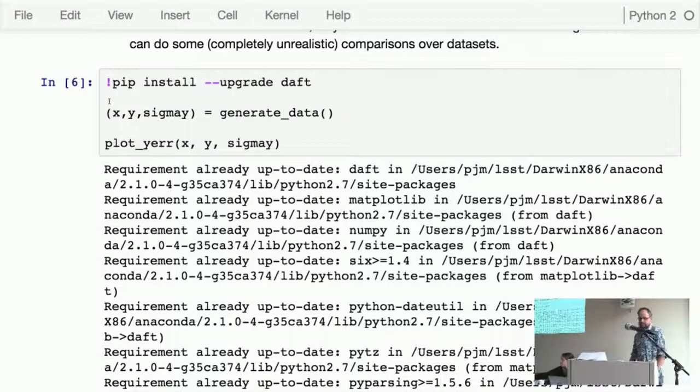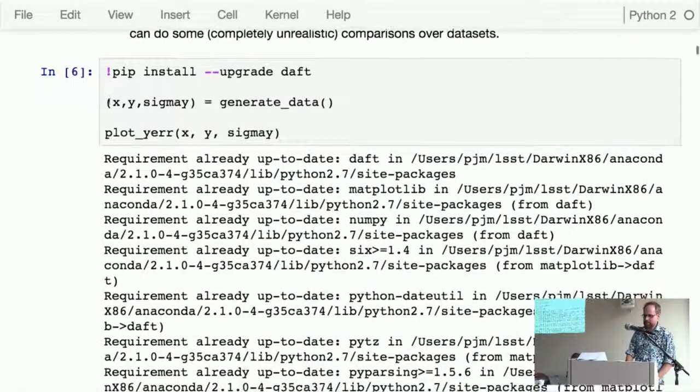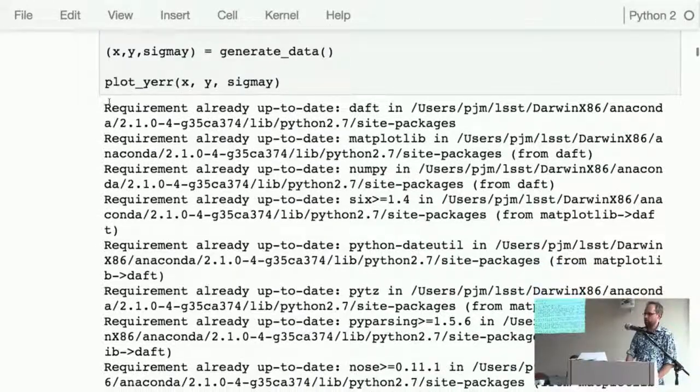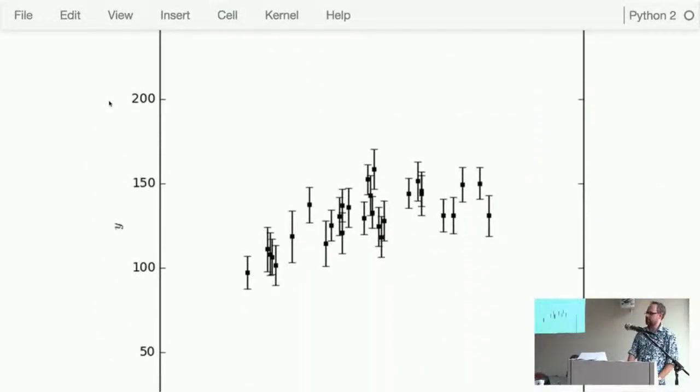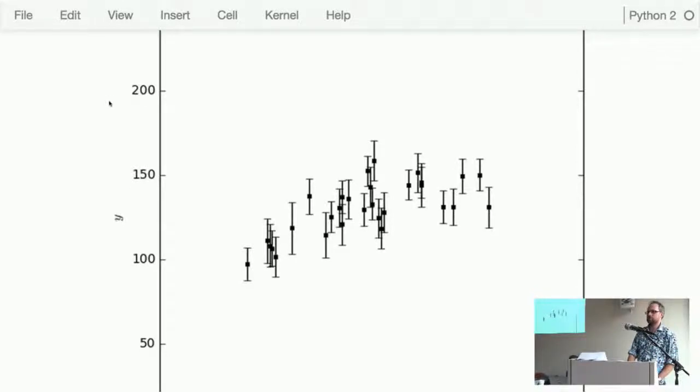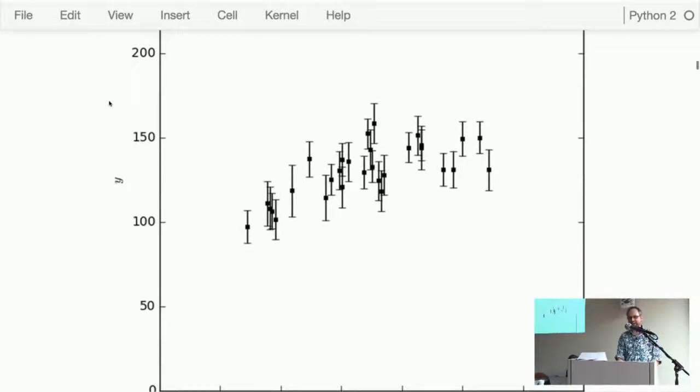Okay, so I'm going to carry on and hope that at least one of you on each table is able to generate a data set. Who's looking at their own data set plotted? Good. Well done. Thank you, Daniel, for making a package that just works.